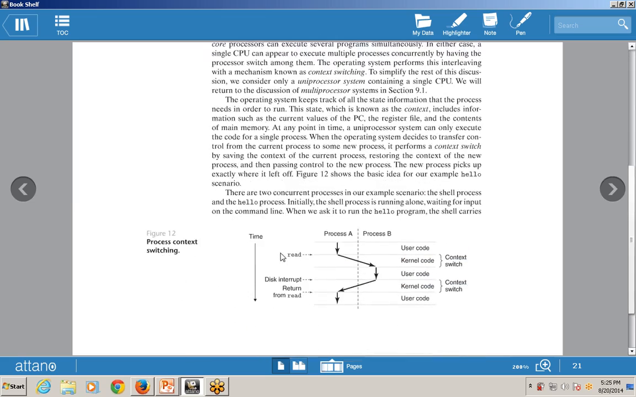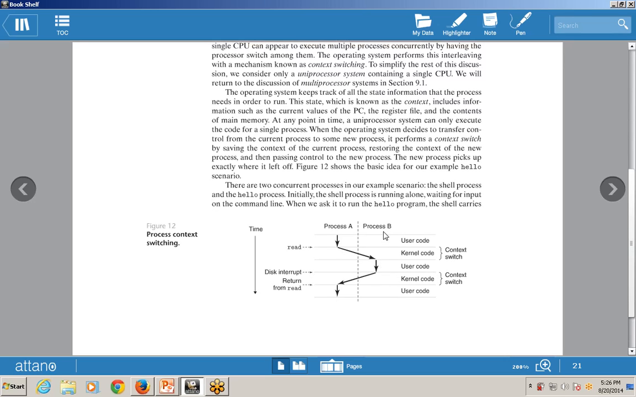This is the diagram that shows multiple processes, that is process 1, process 2, executing at the same time. First of all, there is a read operation, then there is user code, there is an interrupt, there is a return, and there is also a read operation. That means more than one process is executing at the same time, and that is known as context switching.